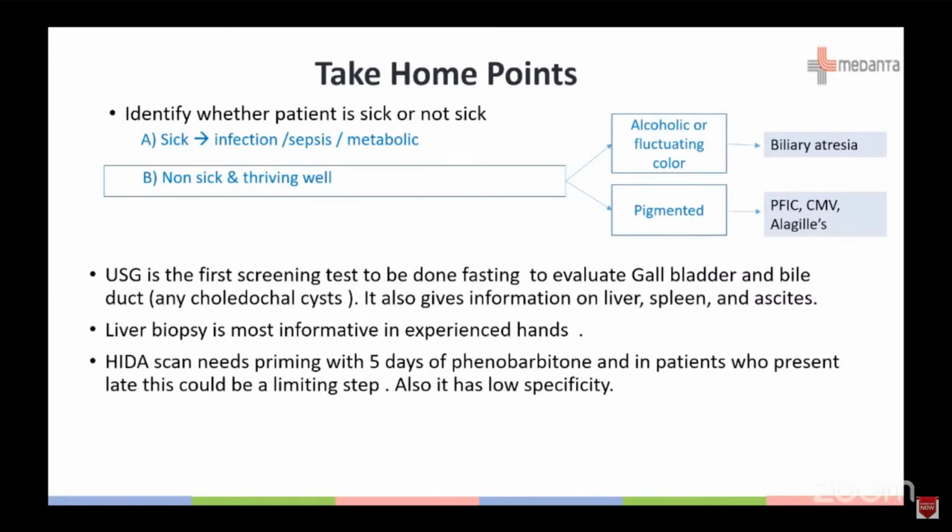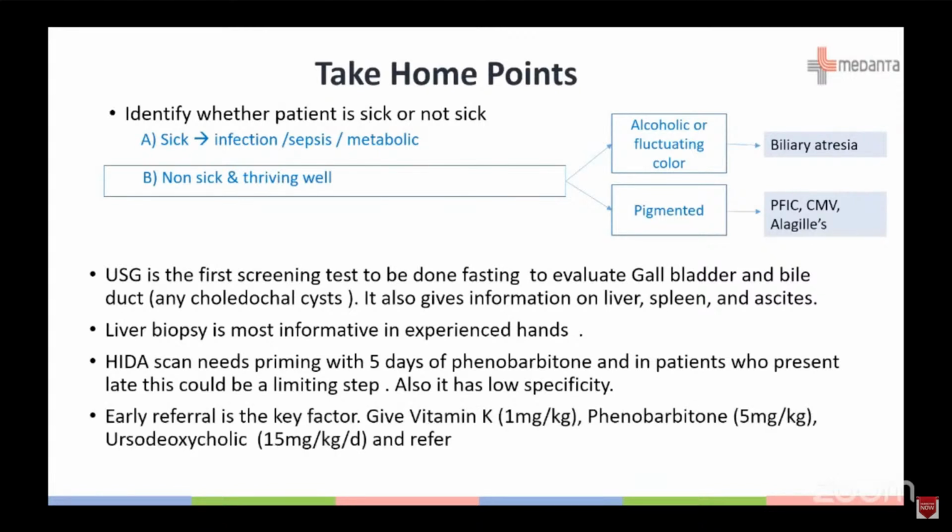HIDA scan needs priming for 5 days with phenobarbital, and basically it is required in patients who present late, where there is no indication for the HIDA scan. We can straight away go for the other diagnostic modalities like USG and liver biopsy. So in modern day practice, HIDA scan doesn't have much role, and it also has low specificity.